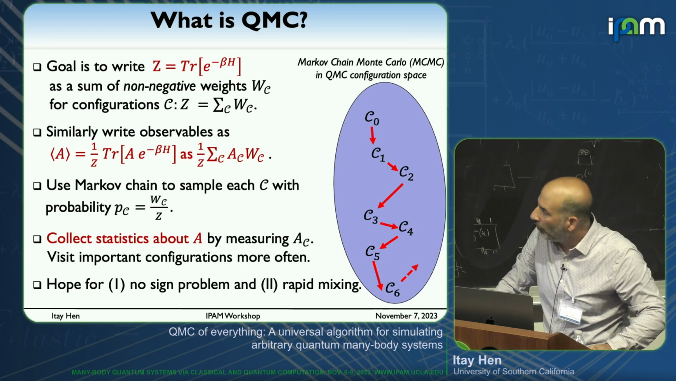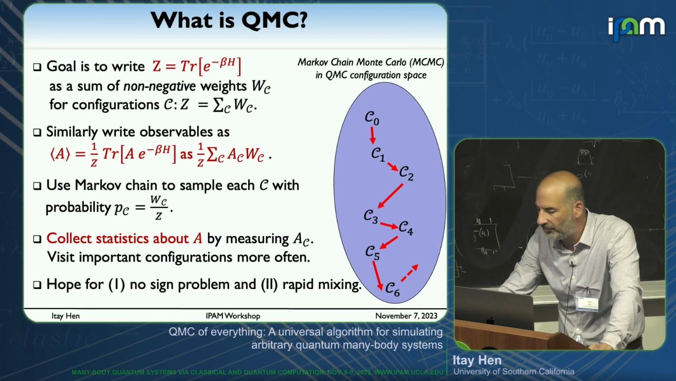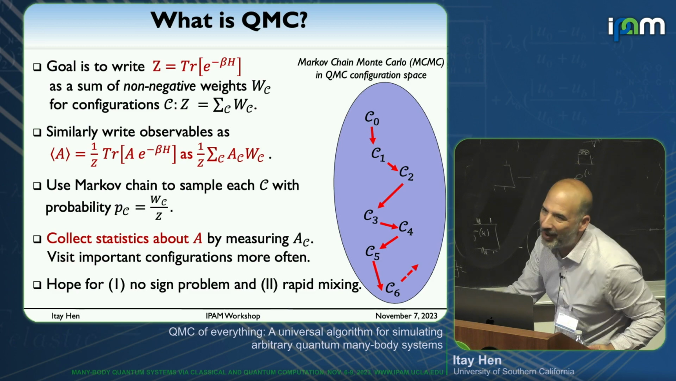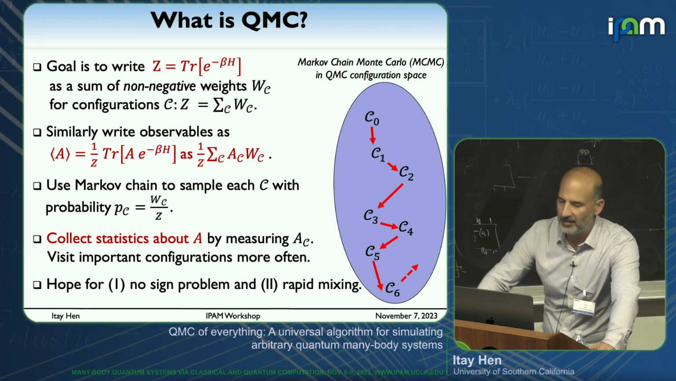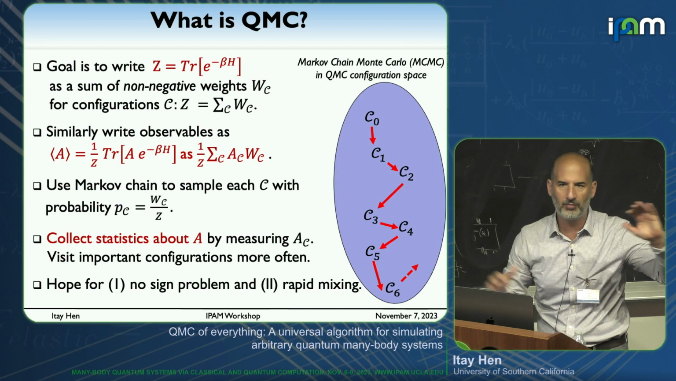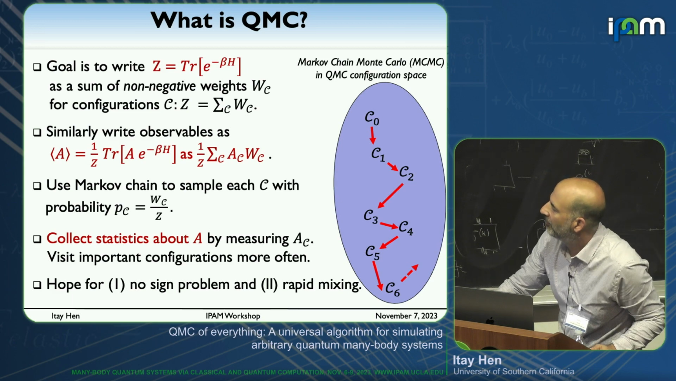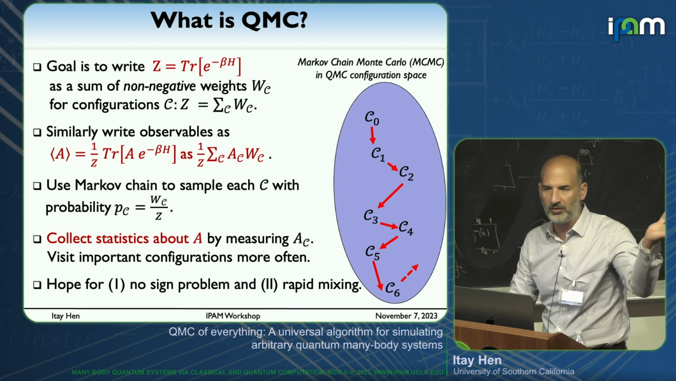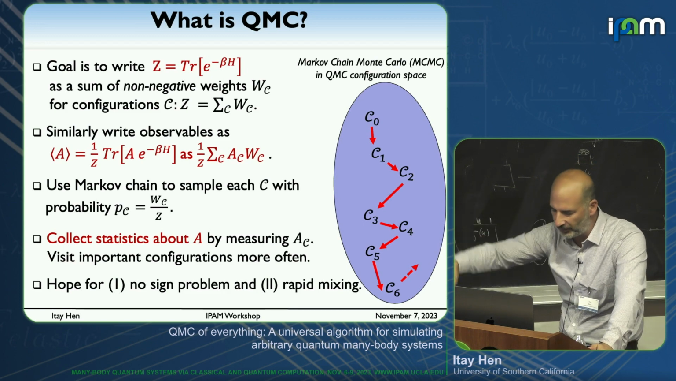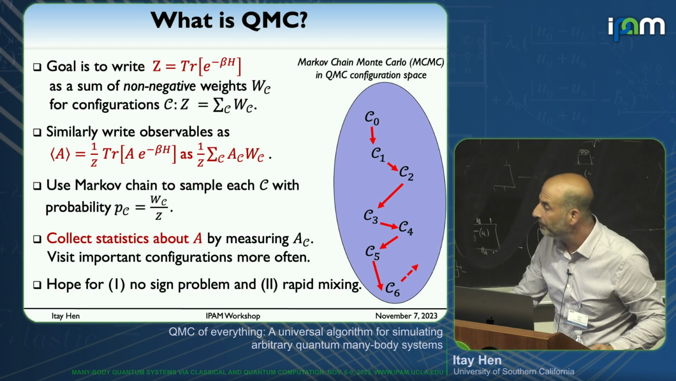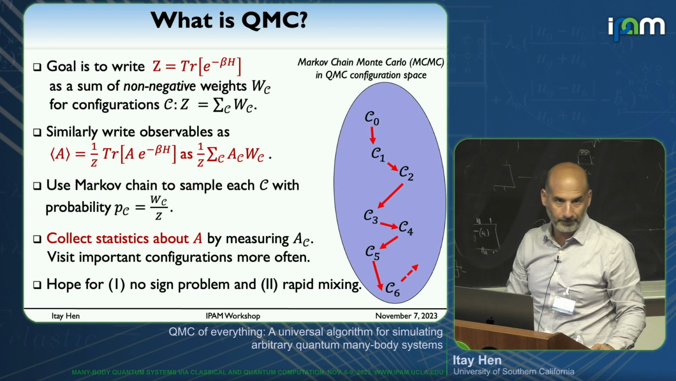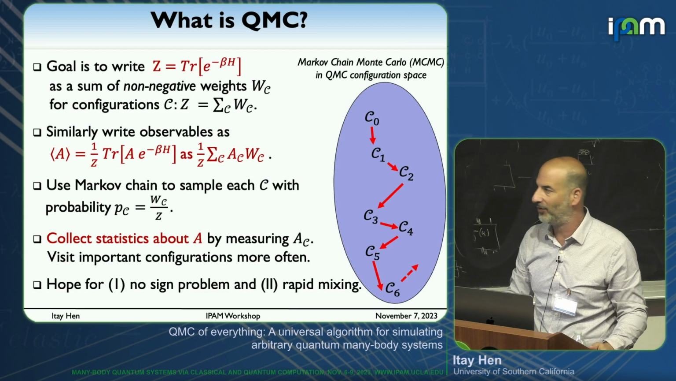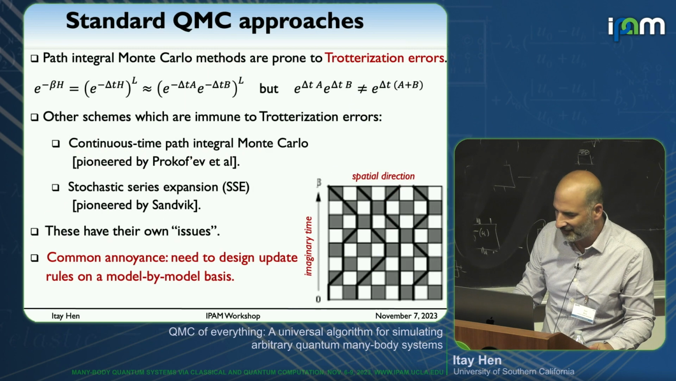And another hope, which has nothing to do with the sign problem, is that the Markov process will be rapidly mixing, meaning that we'll be able to cover all the important weights in, say, polynomial time. Because if it takes exponential time, then maybe you should go and sum everything analytically. So that's the hope, okay? And again, I'm fine with questions. If you have questions, that's perfectly okay with me.